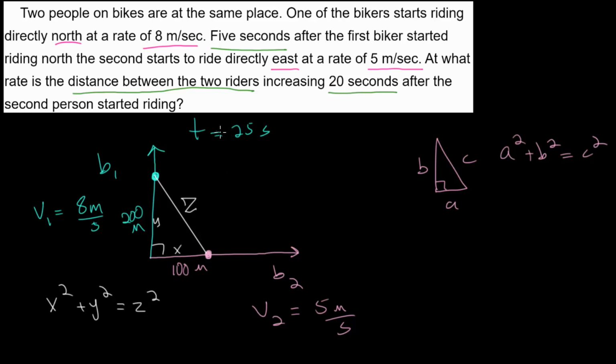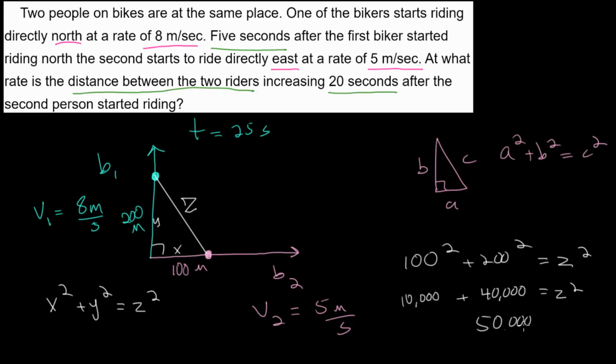But trying to figure out at this exact time what the current distance is, we can figure that out. We have 100 meters squared plus 200 meters squared. This is equal to Z squared. And 100 squared is just 10,000. 200 squared would be 40,000. And if we add those together, we get 50,000.